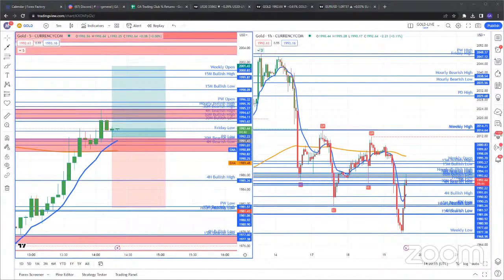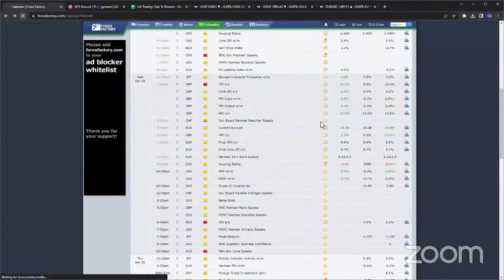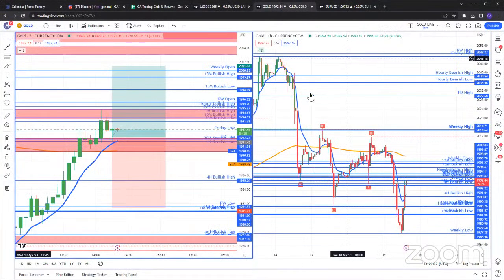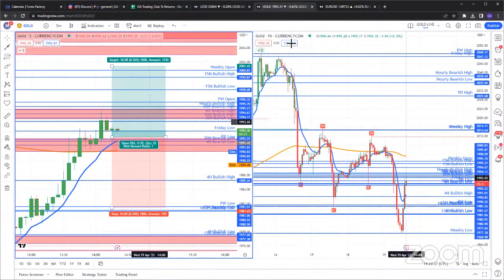And I will secure some. Let's see. Where do I want to secure some? Also, let me check this. I know today is Wednesday, but we just have the crude oil inventories. All right. Yeah. So this is the only trade we're in.